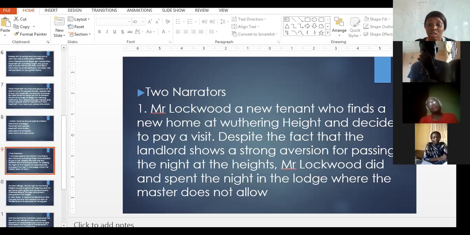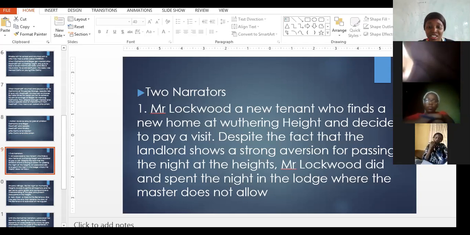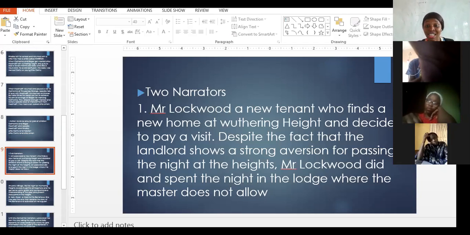Deborah is not here. So we have two narrators in Emily Bronte's Wuthering Heights. One is Mr. Lockwood. Now, Mr. Lockwood is a new tenant who finds a new home at Wuthering Heights and decided to pay a visit to Wuthering Heights. Now, the first time he paid a visit, he wasn't answered, he wasn't given adequate attention. And that should have given him the signal that he wasn't actually invited to Wuthering Heights. But the second time, he paid a visit without a welcome.